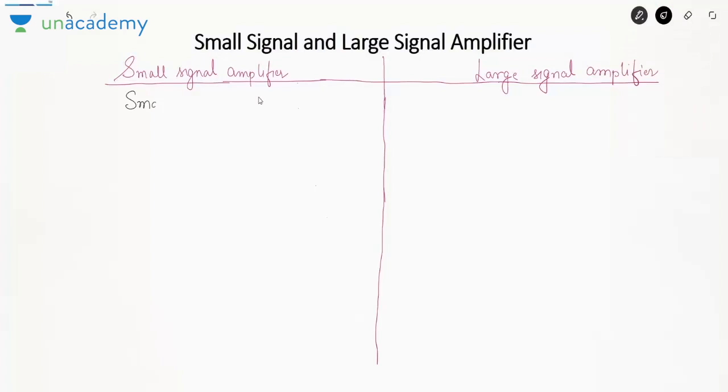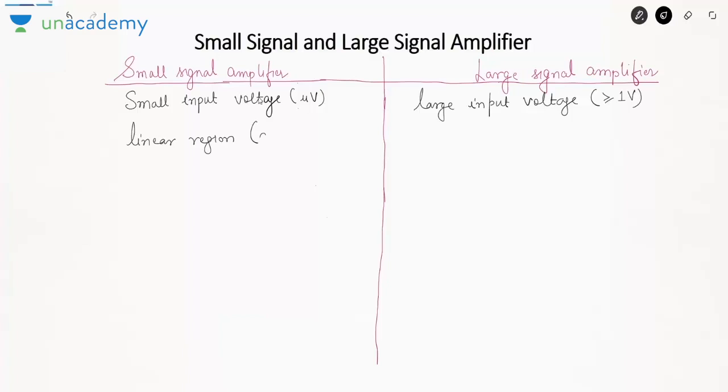So what are the differences between the two? Here it has small input voltage in the range of microvolts. Here we have large input voltage, greater than or equal to 1 volt. Okay, small input and large input voltage. Now it only operates in linear region, or you can say active region. It operates in linear as well as non-linear region. It will operate in both regions. I will tell you the reason why it operates in both regions.